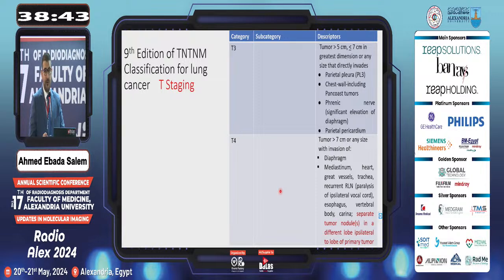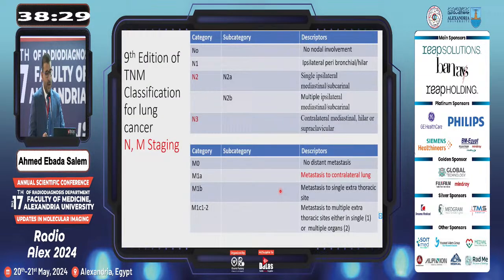T4 staging is any tumor above 7 centimeters which has invaded into the carina, diaphragm, as well as nodules in the ipsilateral lung. N staging, N2 versus N3.